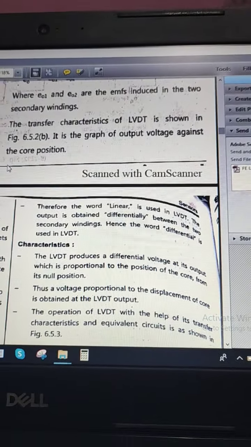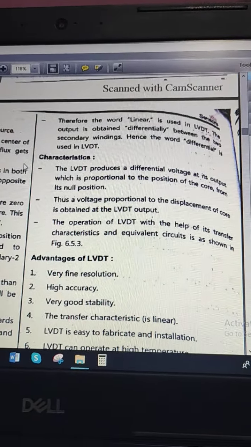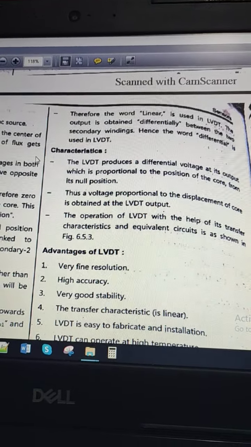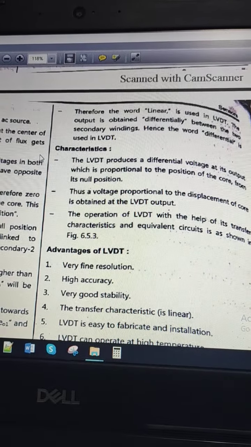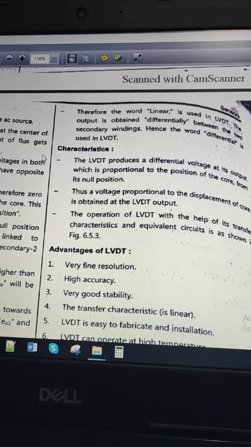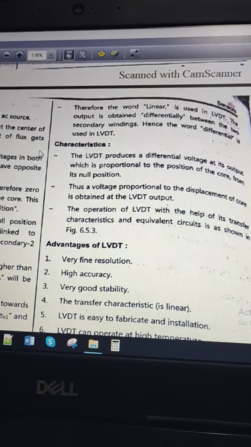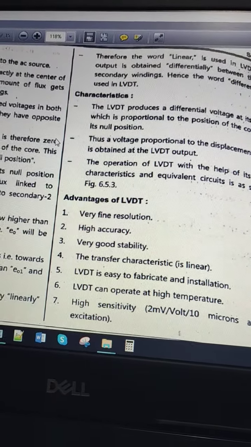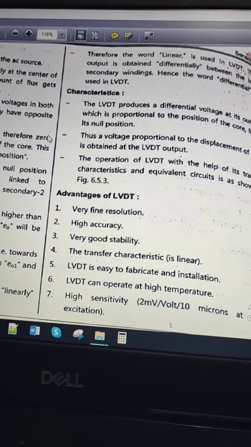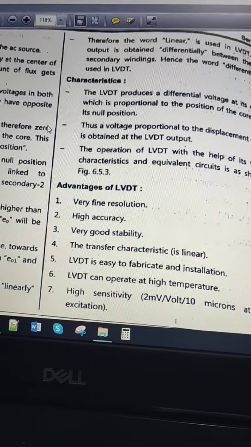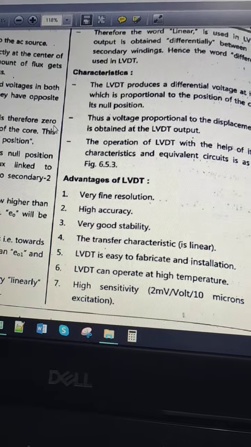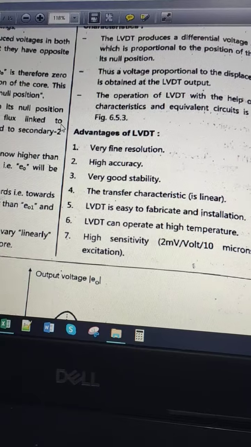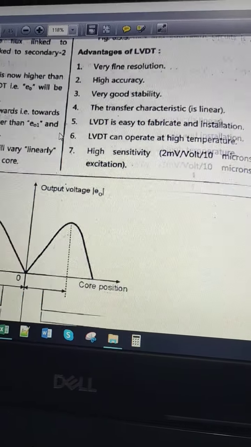Then characteristics: already we have seen the characteristics. A voltage proportional to the displacement of the core is obtained at the LVDT output. The operation of LVDT with the help of its transfer characteristics and equivalent circuit is as shown in the figure. Then advantages: very fine resolution, high accuracy, very good stability, linear transfer characteristics. LVDT is easy to fabricate and install, and it can operate at higher temperature with higher sensitivity.